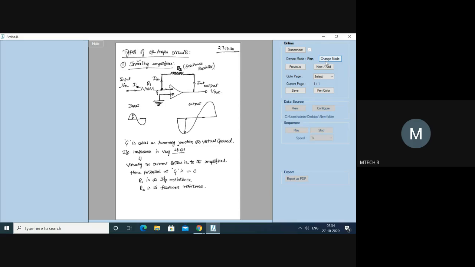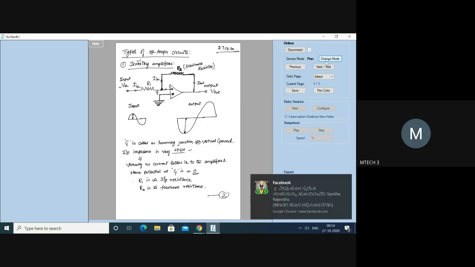As per the concept of the operational amplifier, the input impedance is very high. So when I say input impedance is high, virtually no current enters into the amplifier, hence the potential at G is equal to 0. Now let us take R1 as the input resistance and R2 as the feedback resistance. Now let's continue.